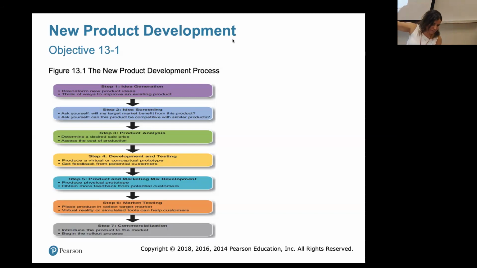If it doesn't provide a benefit, people aren't going to buy it, right? And ask, can this product be competitive with similar products? It doesn't have to be exactly the same product. Products only have to be similar and fulfill similar functions. So there's something called substitute products. Instead of using one specific product, there's another product you can use by the competition, or a substitute product that you can use. A substitute product is different than the original product.